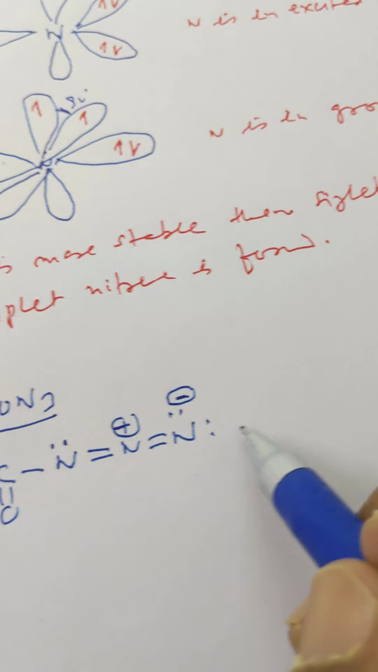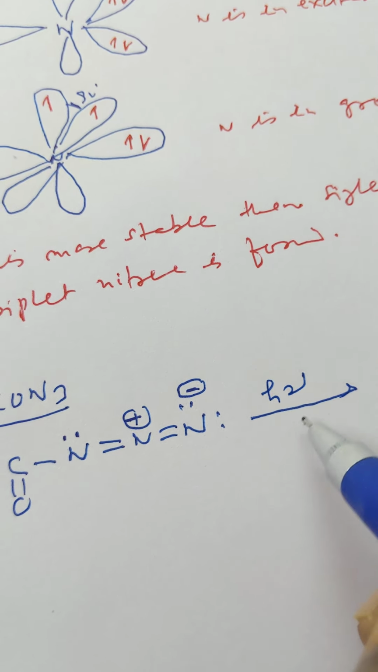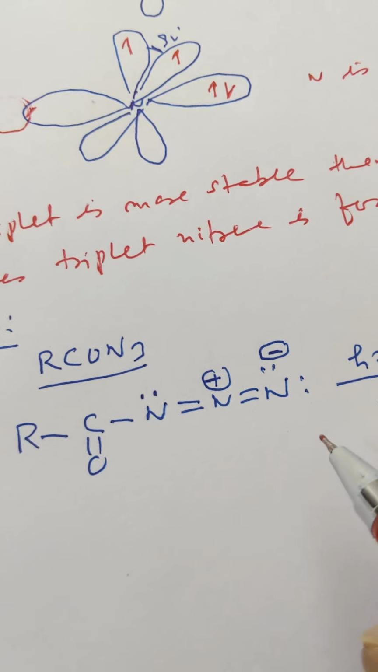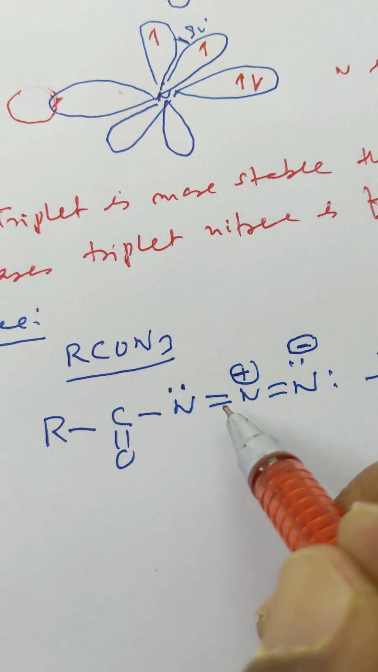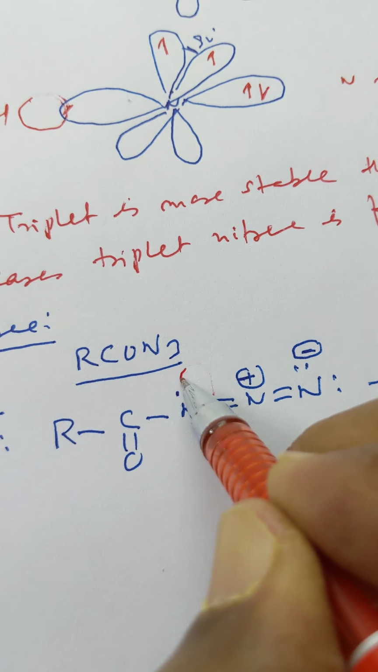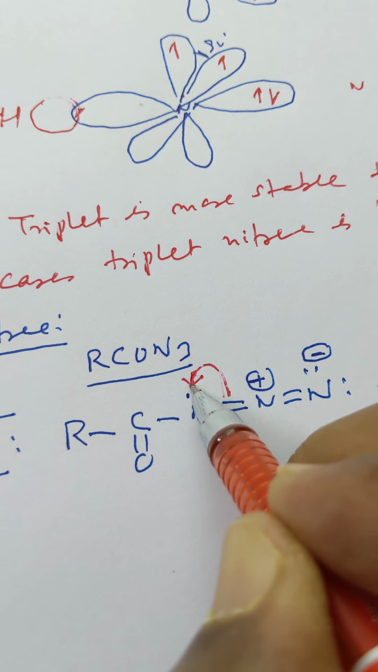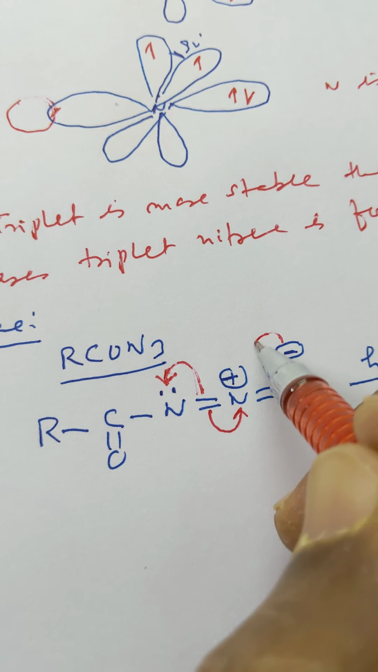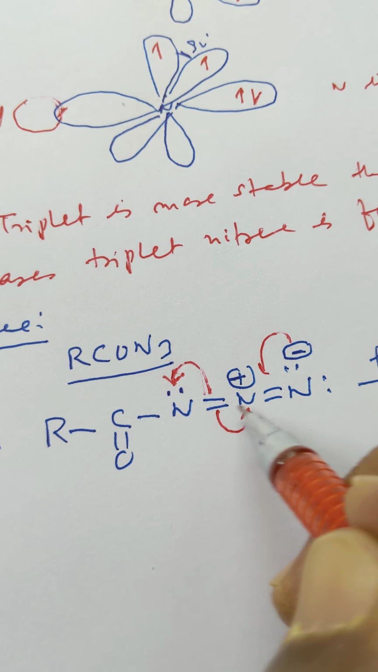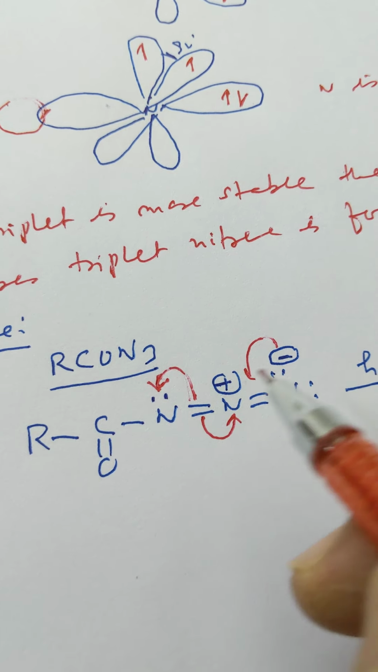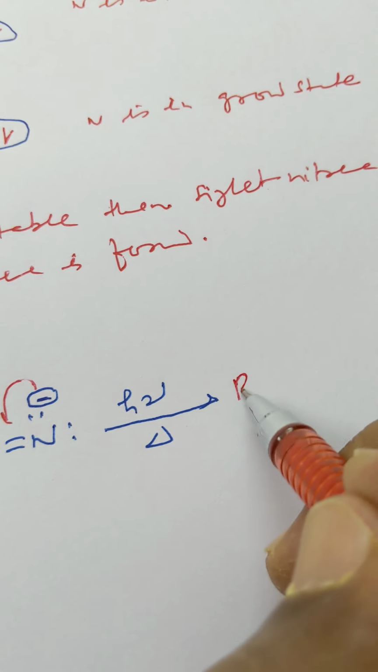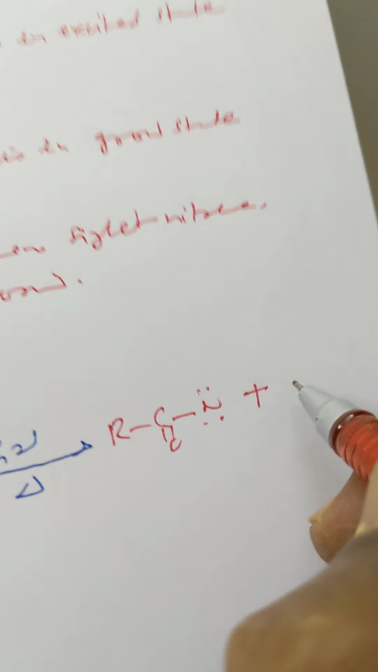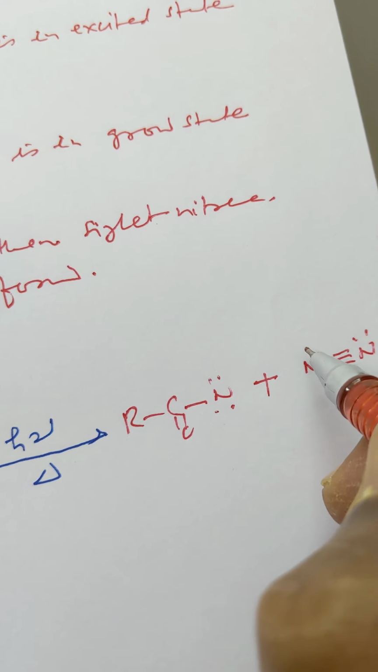Now what happens when they are subjected to light or heat? Thermolysis or photolysis, both work. So what will happen is, this electron pair shifts to this position, this electron pair is taken by this nitrogen, and this electron pair comes here. So it will form an N triple bond N, nitrogen, and an acyl nitrene. Acyl nitrene is formed, that is RC double bond O N plus N triple bond N.